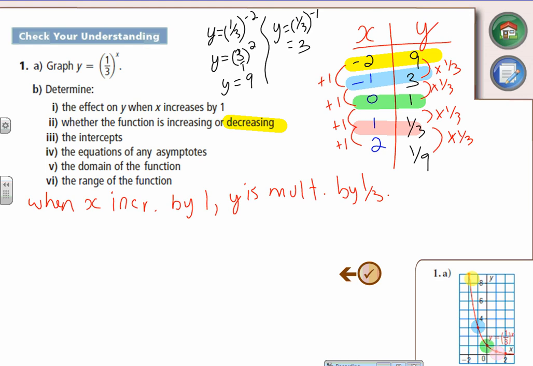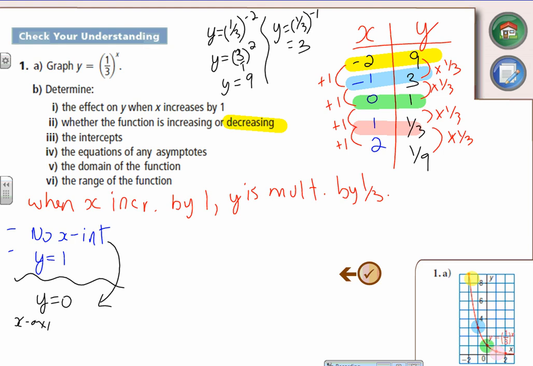It's decreasing. Intercepts. Well, x-intercept, there's none. There's no x-intercept. But there's a y-intercept, and the y-intercept we have is y equals 1. Next one, equations of the asymptote. Well, there is no x-intercept, so there must be an asymptote there, and that is the x-axis, which is y equals 0.